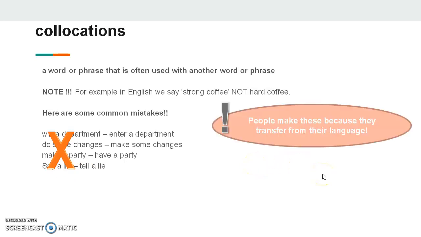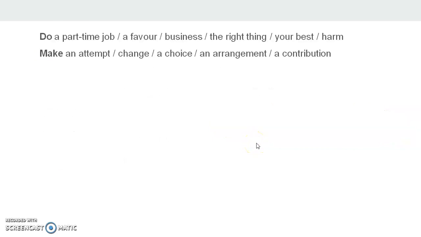The main reason is actually people make these mistakes because they transfer these into the new language from their own language, or in other words, they translate them. So here, let's see some pairs that generally people confuse or make mistakes about. Do and make is one of them.